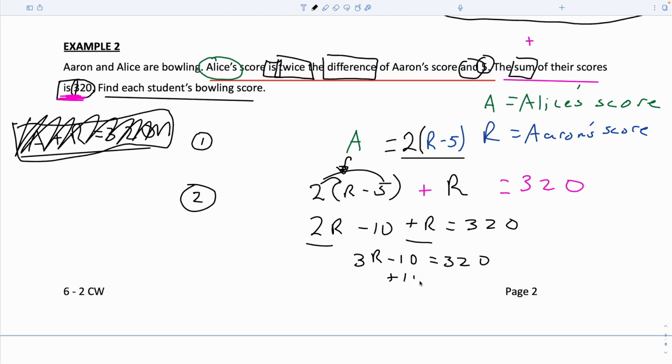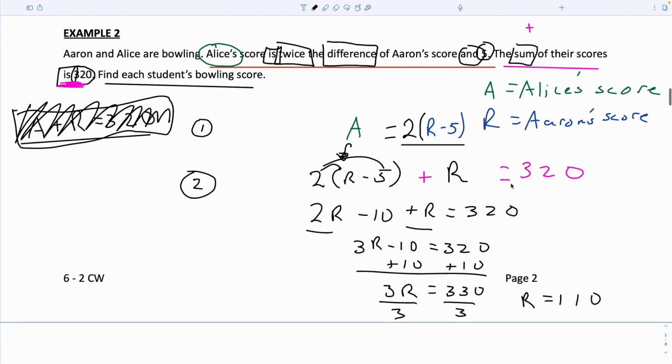Add the 10 to both sides. 3R equals 330. Is that 110 when you divide? So your R value is equal to 110. What did you just find, Elliot? You found Aaron's score, because R equals Aaron's score. So we can put here that Aaron's score is 110.